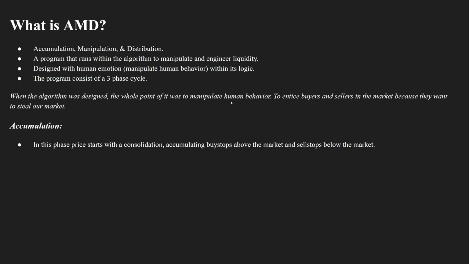Talking about when we manipulate human behavior, it is essentially enticing buyers and sellers into the market. Because ultimately, as we know, 99% of traders fail. So the goal of the algorithm is to steal our money. Excuse the typo.